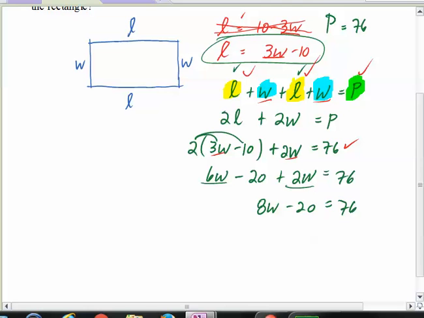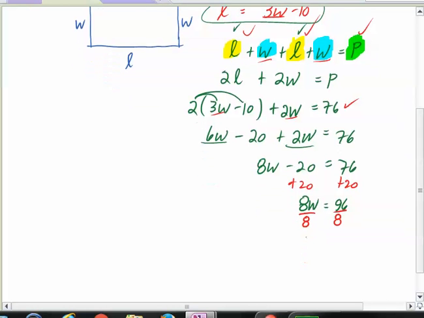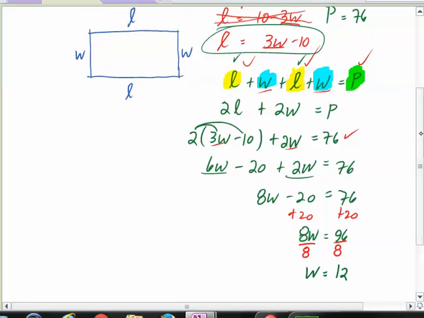Now we know to add 20 to both sides, and I get 8W is equal to 96. Whoa, I wrote an 8-0. This is 8W. Okay, and then what am I going to do? I'm going to divide by 8. Grab your calculator, or if you happen to know, 96 divided by 8, W is going to be 12. So let's go back to our picture or to our equation, wherever you want to. If you want to fill in the picture, then this is going to be 12.